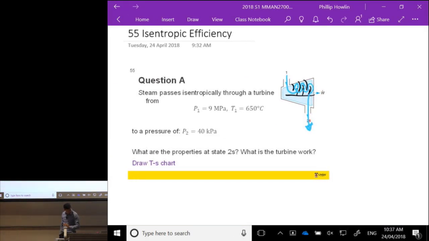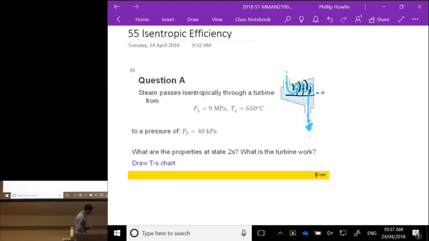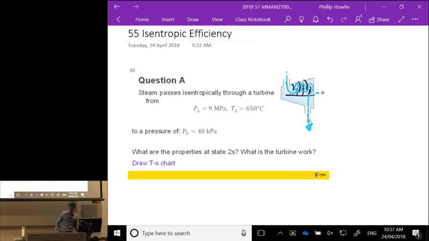So now we're talking ideal. So now we're saying the turbine is isentropic, okay? And then we're going to introduce an efficiency, a turbine efficiency, and do the calculation. But I wanted to start in a place that I think you know. All right, draw a TS chart. Let's have a go.